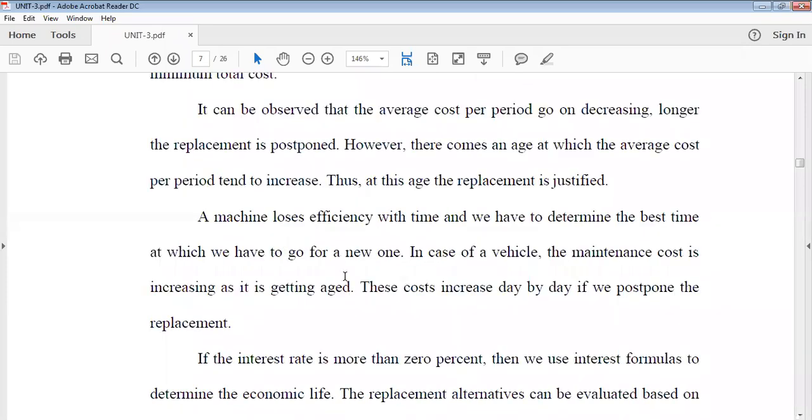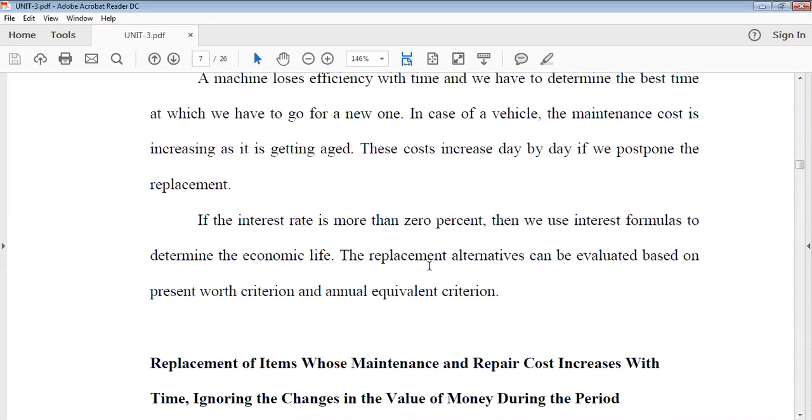Next, a machine loses efficiency with time, and we have to determine the best time at which we have to go for a new one. In case of a vehicle, the maintenance cost is increasing as it is getting aged. These costs are decreasing day by day if we postpone the replacement. If the interest rate is more than 0%, then we use interest formulas to determine the economic life. The replacement alternatives can be evaluated based on present worth criterion and annual equivalent criterion.